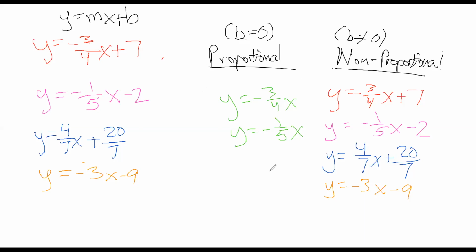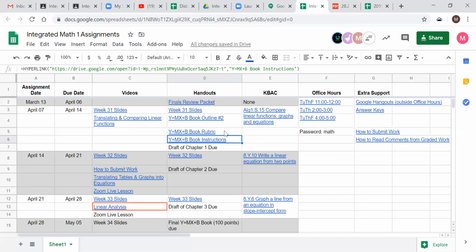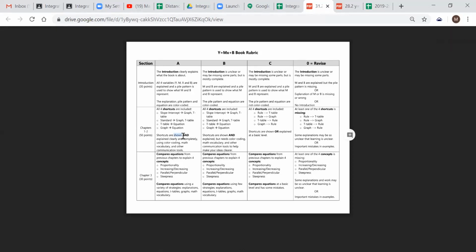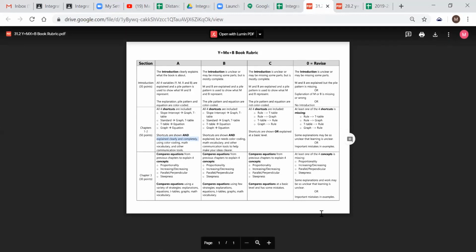And that is because when we take a look at the rubric, you'll notice that there are 2 parts. It says shortcuts are shown, and that's what I just did. I showed you how to classify them as proportional and non-proportional, but they also need to be explained clearly and completely. So that's where you need to write your sentences to explain how you know it's proportional and non-proportional. Remember, this is a book, so there needs to be a lot of text also.